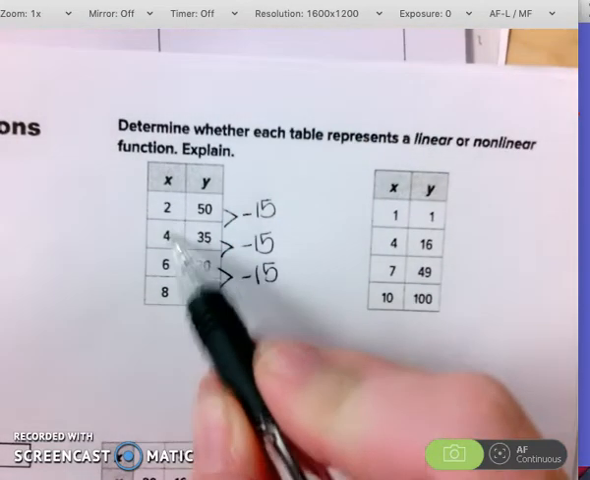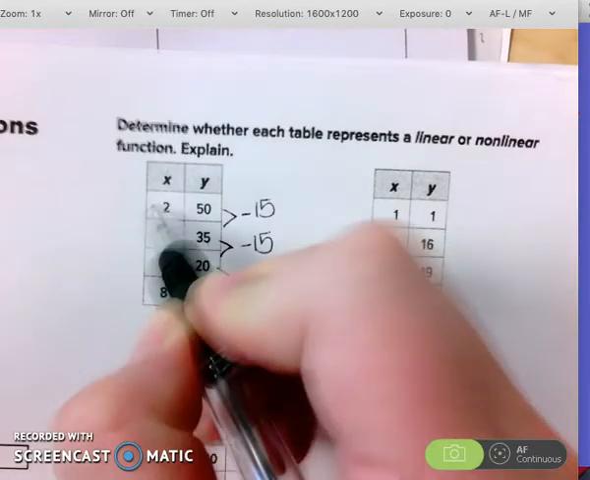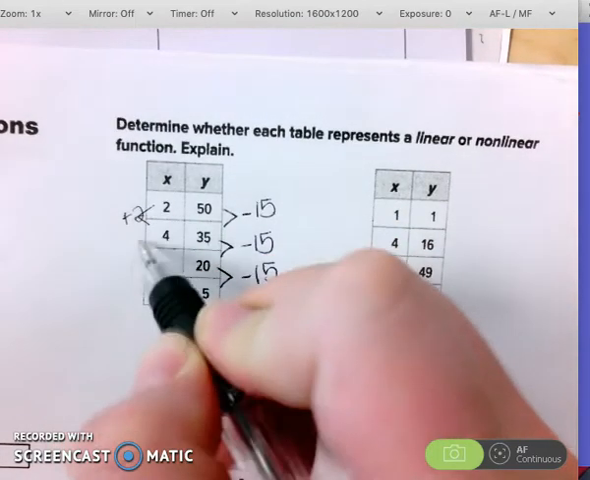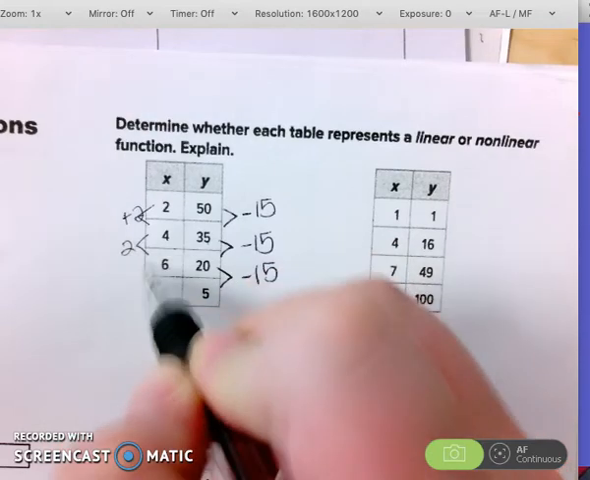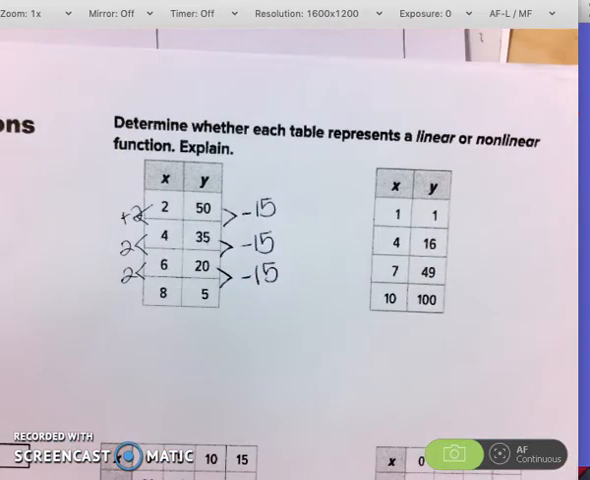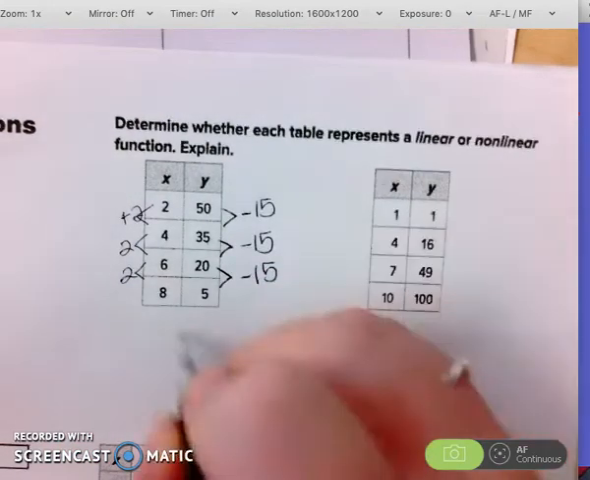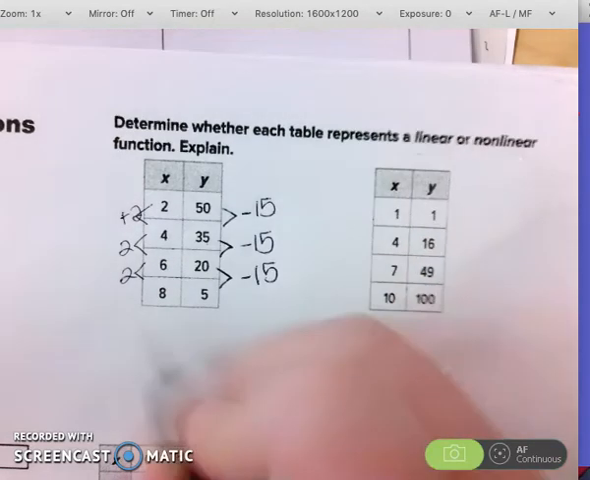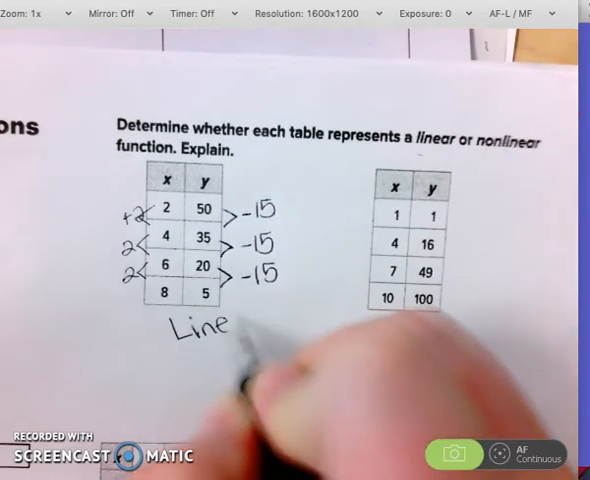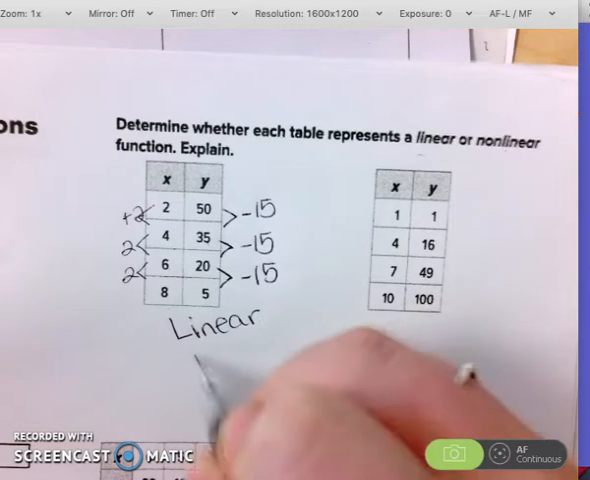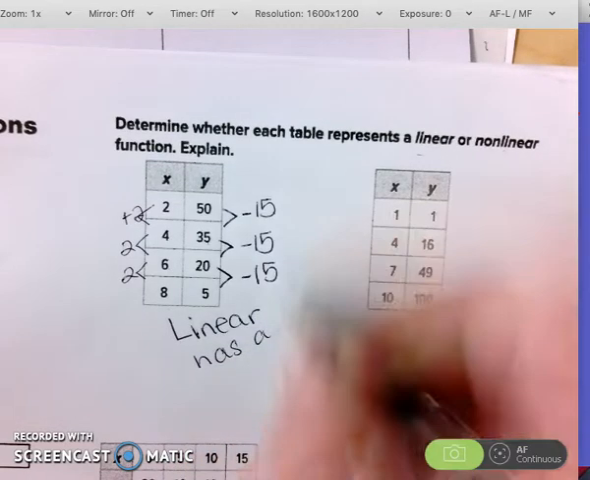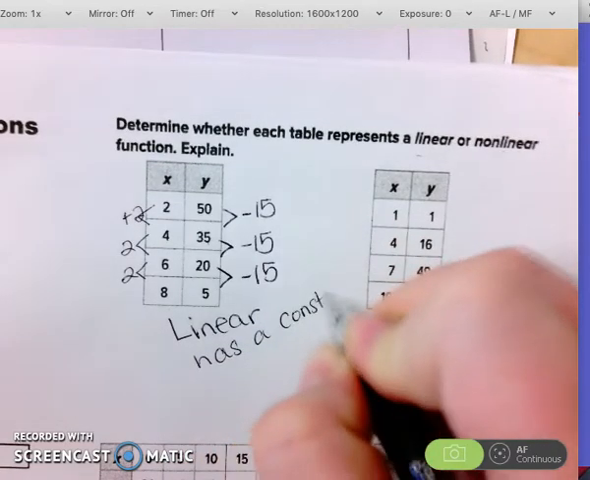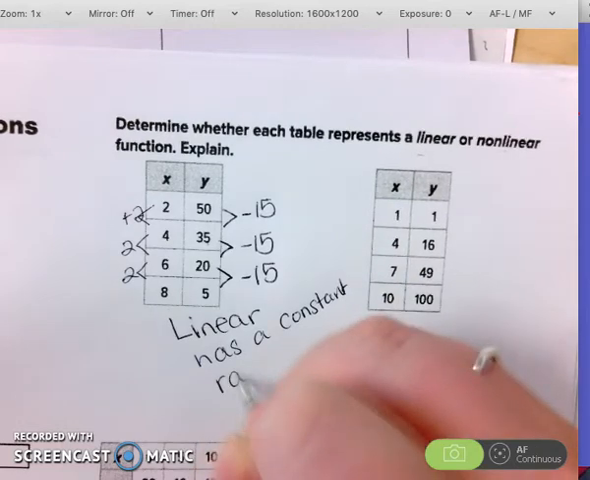2 to 4, 4 to 6, 6 to 8. I'm adding 2 each time, just going up 2. So, is it linear or nonlinear? It's going to be linear because it has a constant rate of change.